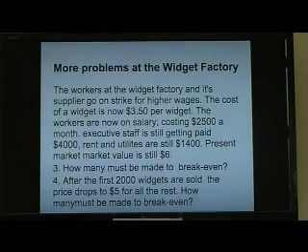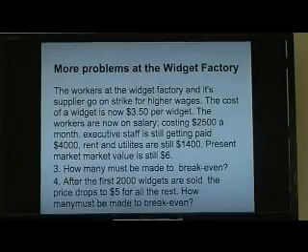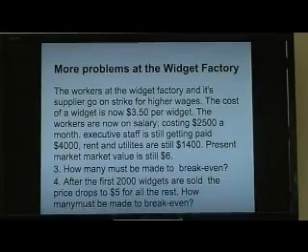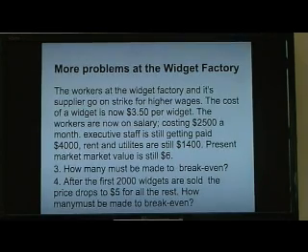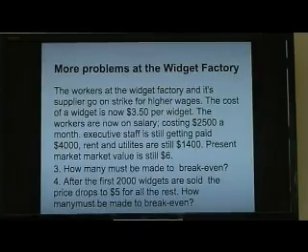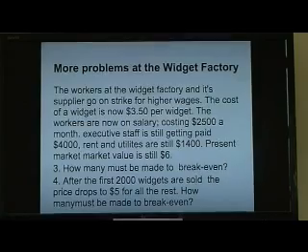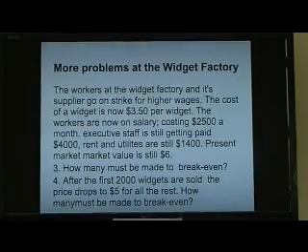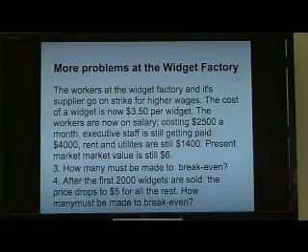More problems at the widget factory. Example 2. The workers at the widget factory and its supplier go on strike for higher wages. The cost of a widget is now $3.50 per widget. The workers are now on salary, getting $2,500 a month. The executive staff is still getting paid $4,000. Rent and utilities are still $1,400. Present market value is still $6. How many widgets must be made to break even?